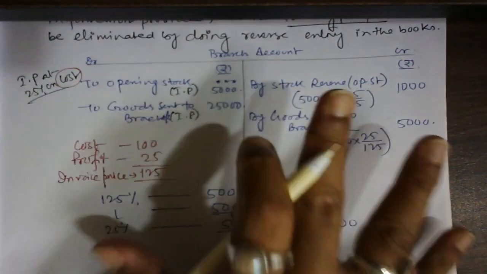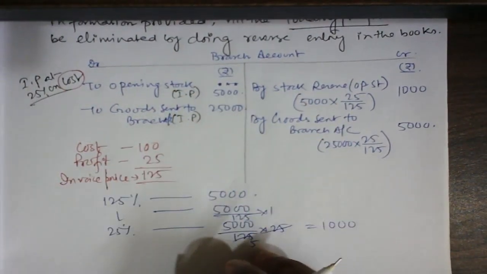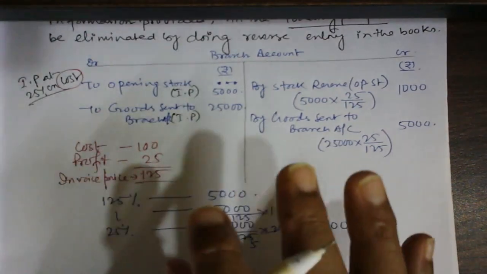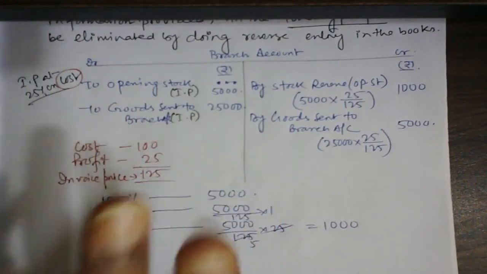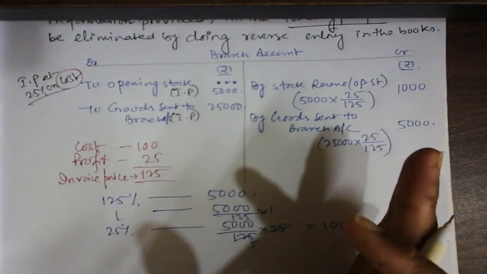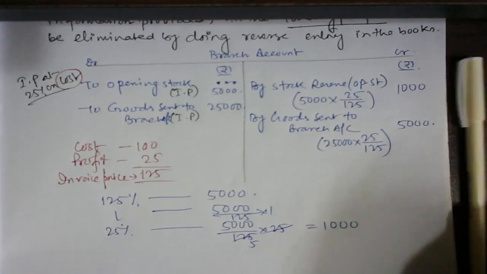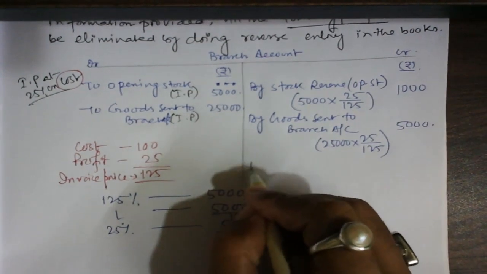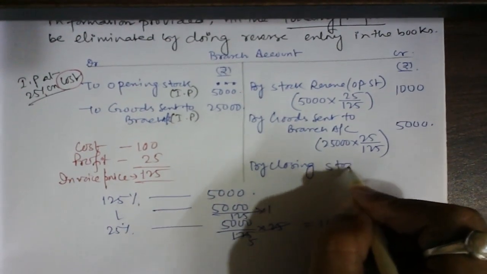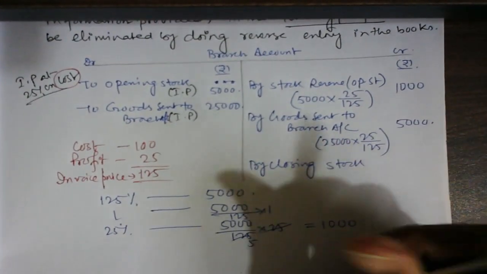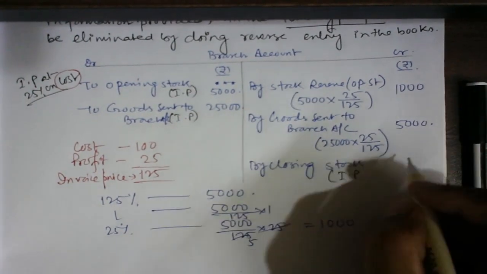See, this is how we are going to solve this. Remember, any invoice price entry you made in the books, in the branch account, you just need to make a reverse entry to solve it. Now see, by closing stock, we write it on the credit side. It is also at invoice price, and let's say the amount is 6,000.